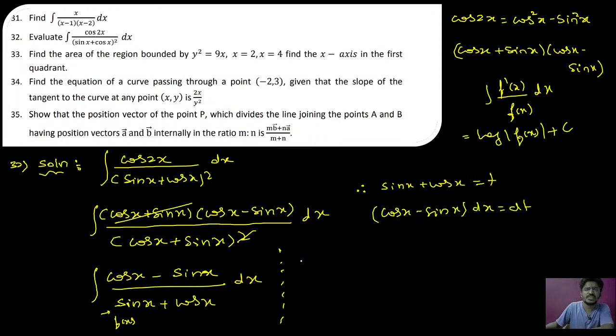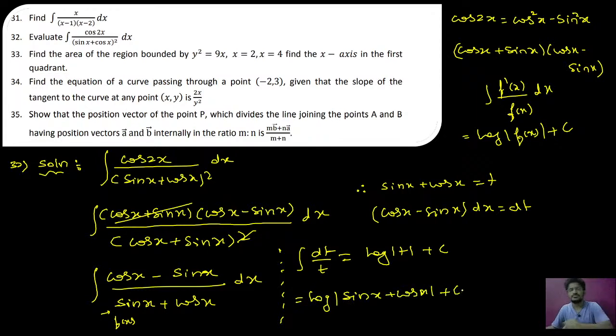Therefore, you can replace the terms: integration of dt divided by t will be equal to log of mod t plus c. So the answer will be log of mod of sin x plus cos x plus c. Here, if you know these formulas, you can write it directly, but no problem. This is a theory exam, so nothing happens if you go for one extra step. You can write it as log of mod of sin x plus cos x plus c.